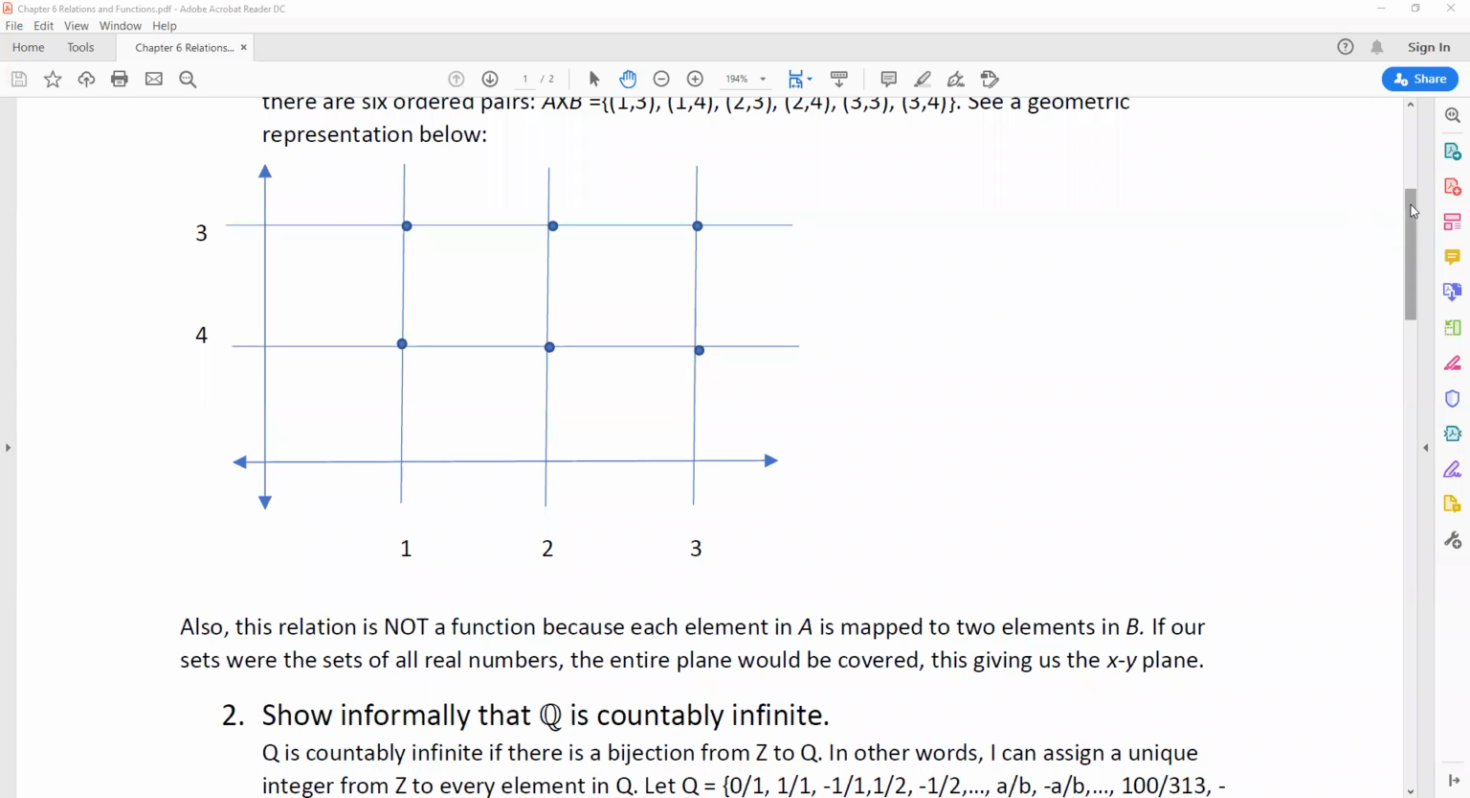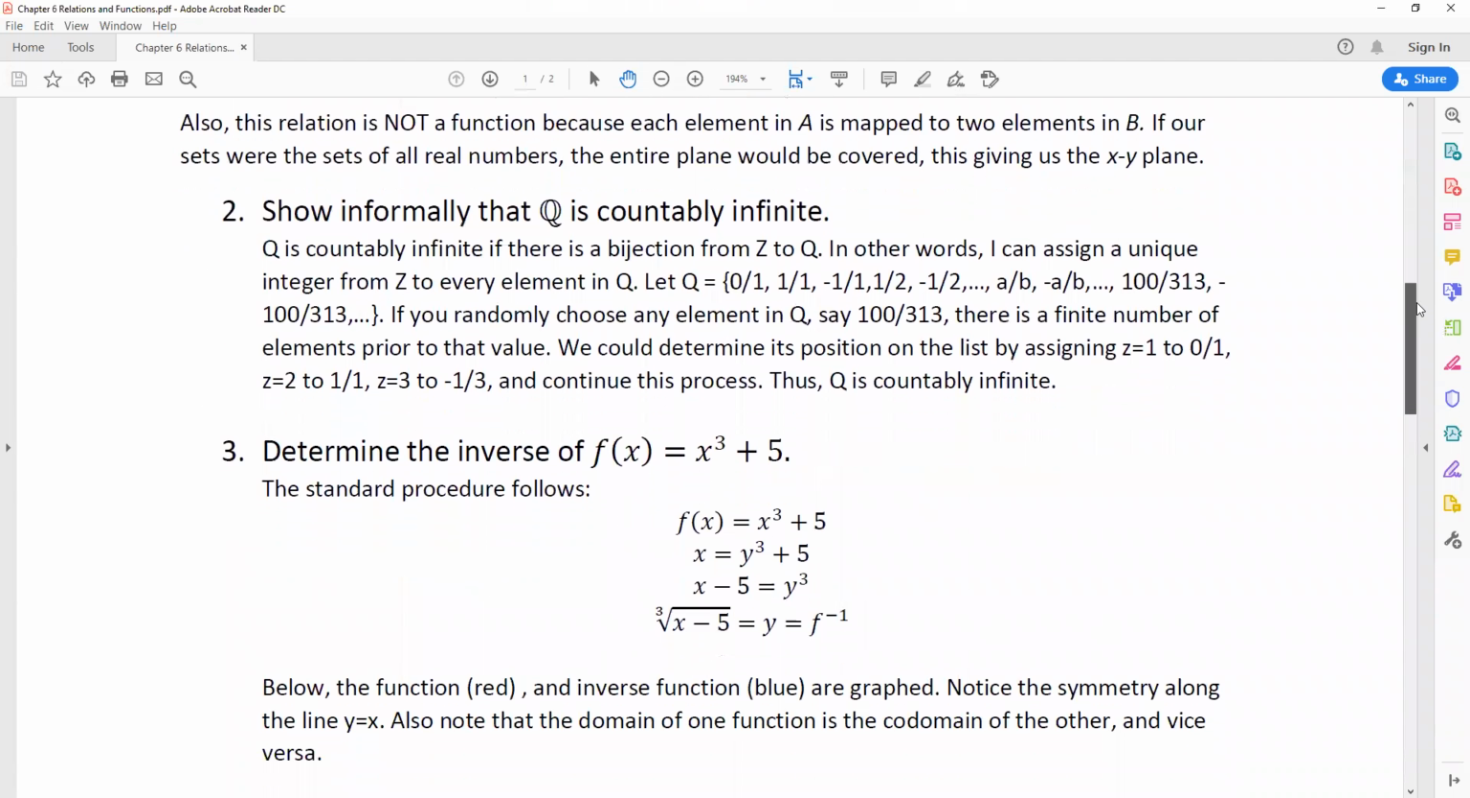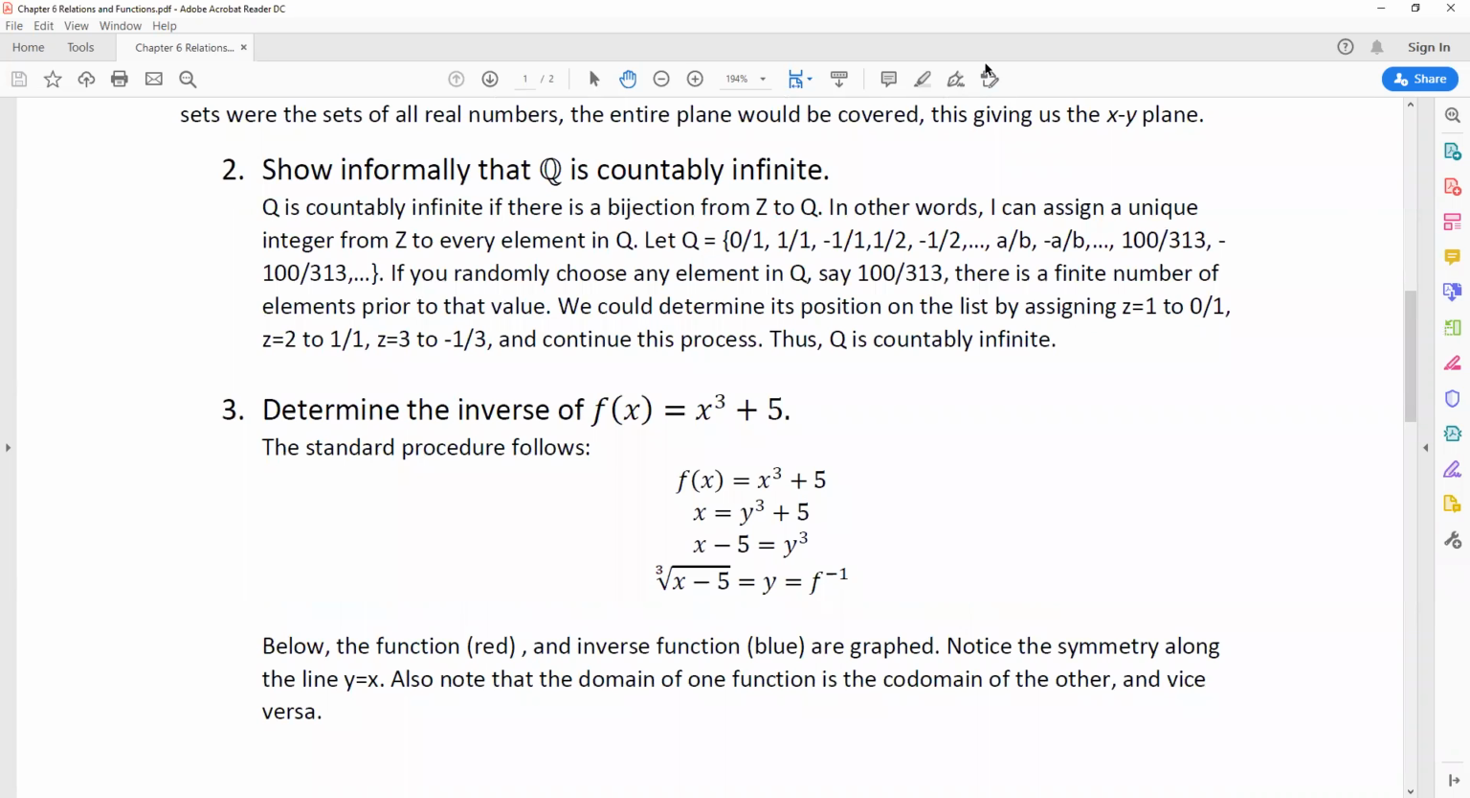Okay, number 2. Number 2 says, show informally that the set of all rational numbers is countably infinite. And in most mathematics courses, this double-struck Q here represents the set of all rational numbers. And we want to show that that set would be countably infinite.